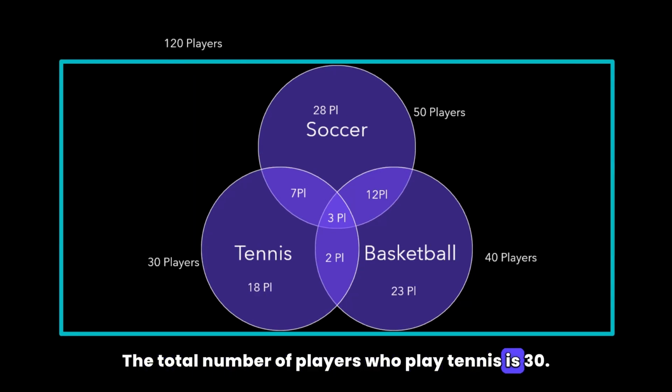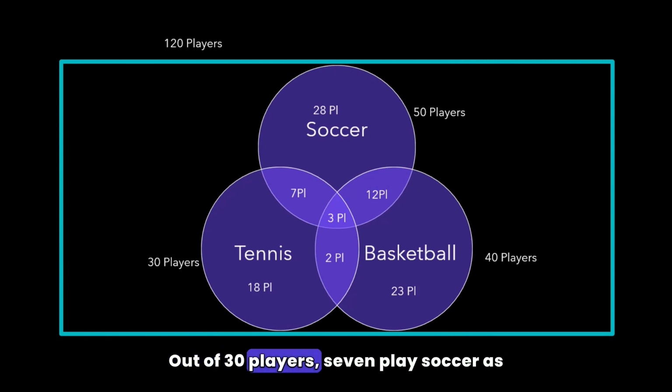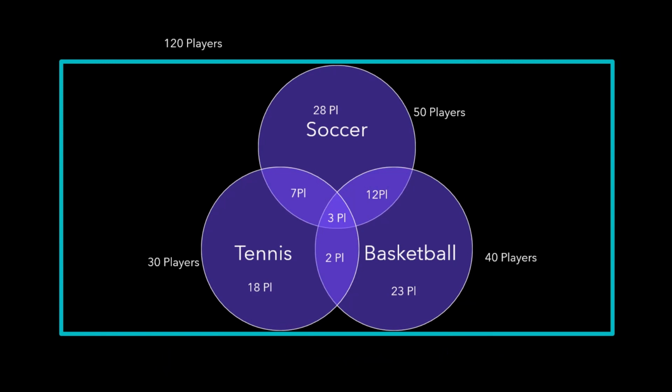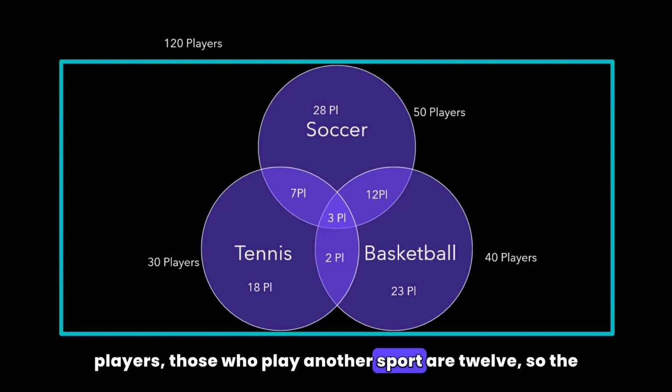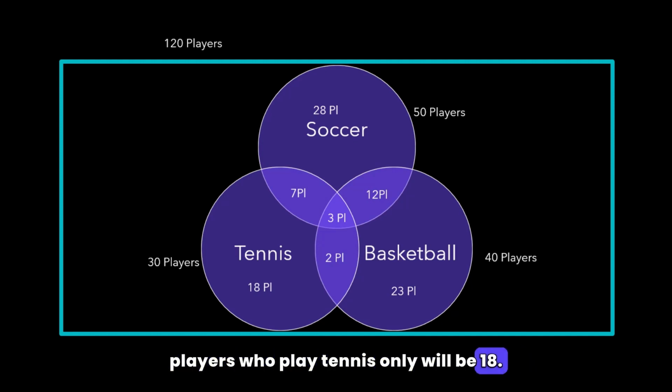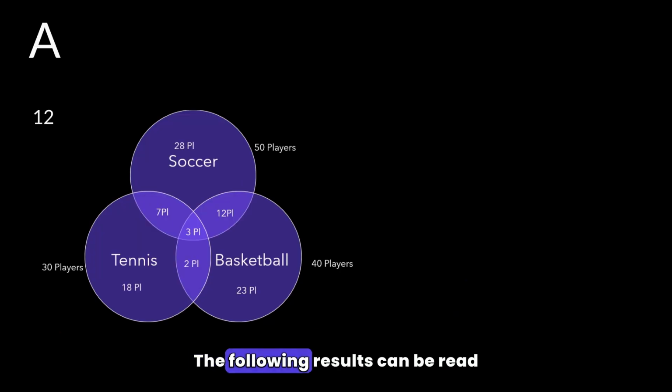The total number of players who play tennis is 30. Out of 30 players, 7 play soccer as well, and 2 play basketball as well. 3 play all 3 sports. Out of the 30 tennis players, those who play another sport are 12. So the players who play tennis only will be 18. Similarly, the players who play basketball only will be 23.